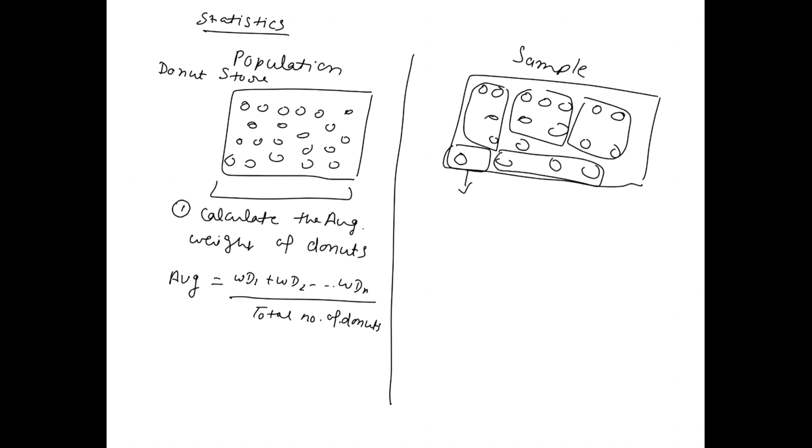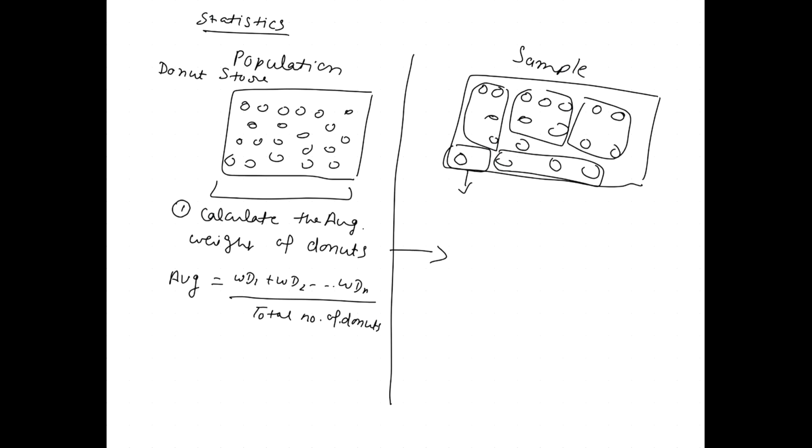Now, the question is, if there is a production of 1 million donuts each day at your donut store, in that case it will be very difficult for you to calculate the average weight of your donuts, right? So the best solution to this problem is to go with the sample. In this, you will pick up some portion of the donuts, and then you will find out the average weight of the donut.